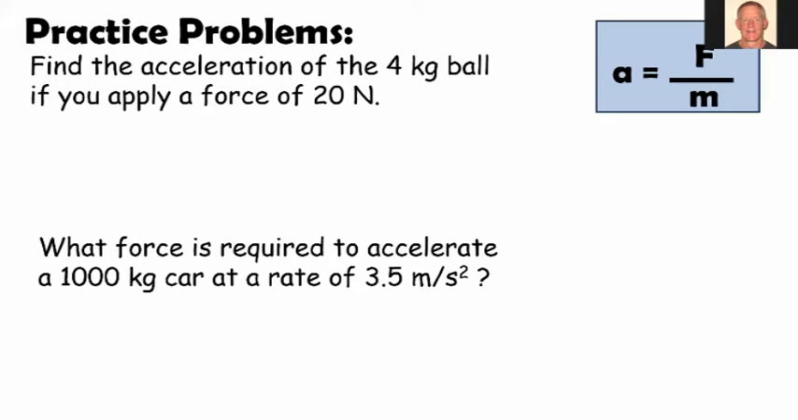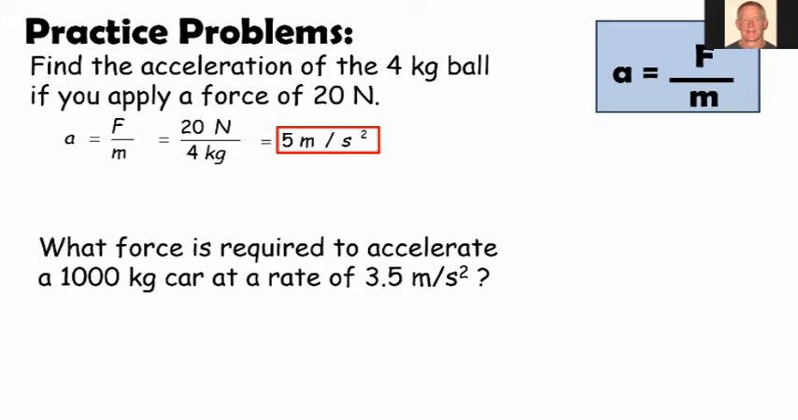All right, find the acceleration of a 4 kilogram ball if you apply a force of 20 newtons. So this is just what I call a plug and chug, right? We have the force, 20 newtons. We have the mass, 4 kilograms. We just need to plug it into this form of Newton's second law. 20 divided by 4 gives us 5 meters per second squared. Make sure we have the right units for acceleration. Now, not asking for direction in this problem, right? And I don't give you the direction of the force, but they would be in the same direction.